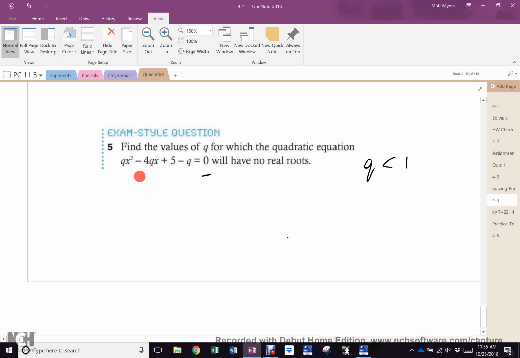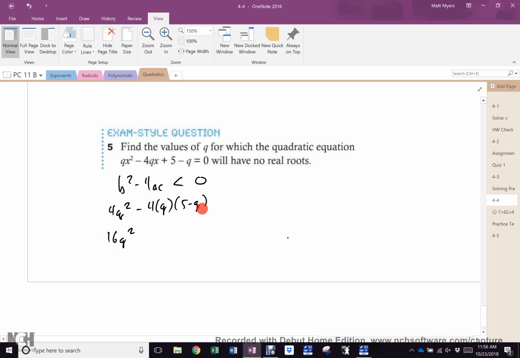It's equal. So, let's have a look at this situation. What do I have here? I need B squared minus 4AC to be less than 0, yes, to have no real roots. Agreed? What is B right now? 4Q. What is 4Q squared? 16Q squared. 4Q squared, which is 16Q squared, minus 4, what's A? Q. And what's C? 5 minus Q, correct?